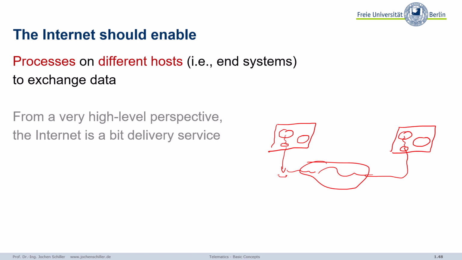So from a very high level perspective, basically the internet, however it looks like, we'll have a closer look later, is a bit delivery service. So we give some bits to the network, and we hope on the other side the same bits will show up. Sometimes different bits. But from a high level perspective, it's a bit delivery service. In the end, what we want to do is connect processes on different hosts to exchange some data. Who's doing this? Also from a high level perspective.